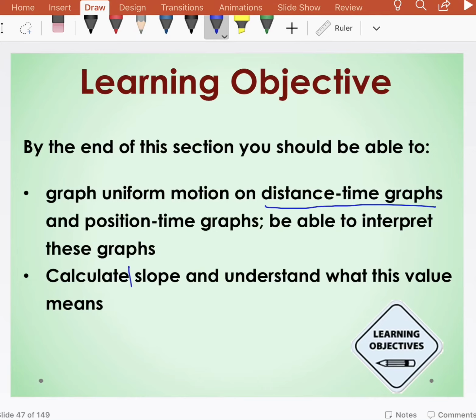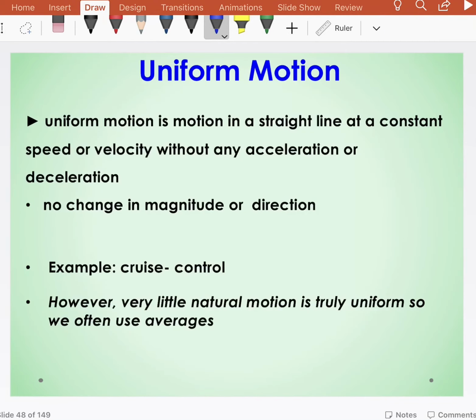It's also going to be really important that you know how to calculate slope and understand that the meaning of this value actually changes depending on the type of graph you're looking at. All right, so first off, starting with uniform motion.